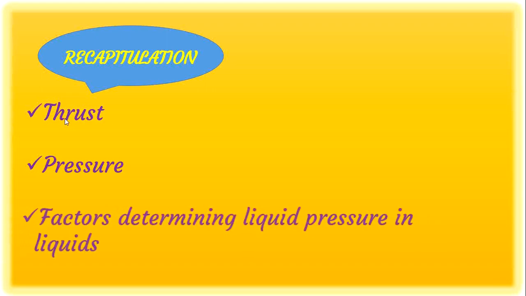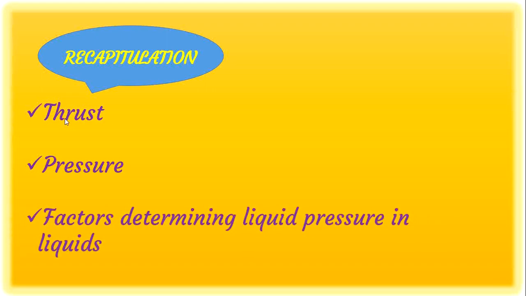And then we learnt about factors determining pressure in liquids. Name the factors that determine liquid pressure in liquids: depth, density of the liquid, acceleration due to gravity. What is the formula to find out the pressure in a liquid column? P is equal to h rho g. H is the depth of the liquid, rho is the density, and g is acceleration due to gravity.